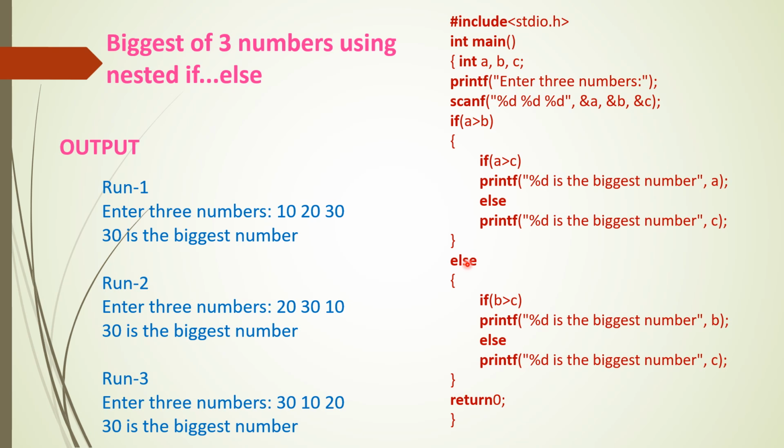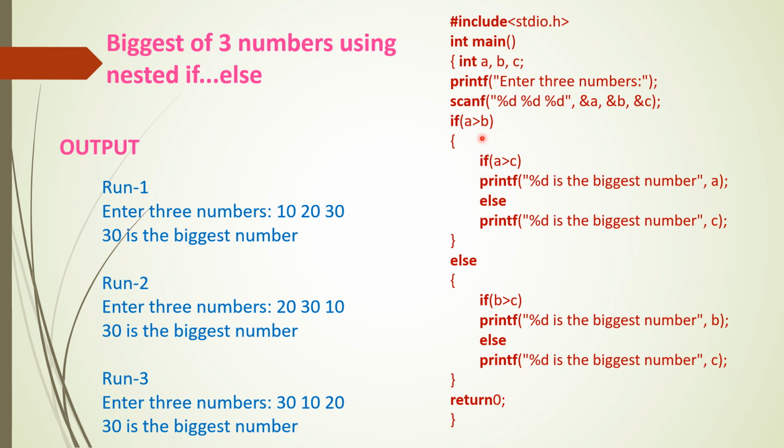Now I am entering into the else because condition 1 has failed. Inside the else, I have one more if condition. Here the second condition is b greater than c, 20 greater than 30. No, it's not. So it will move out of this and come to the else inside the else body. Here it is going to print the biggest number is c.